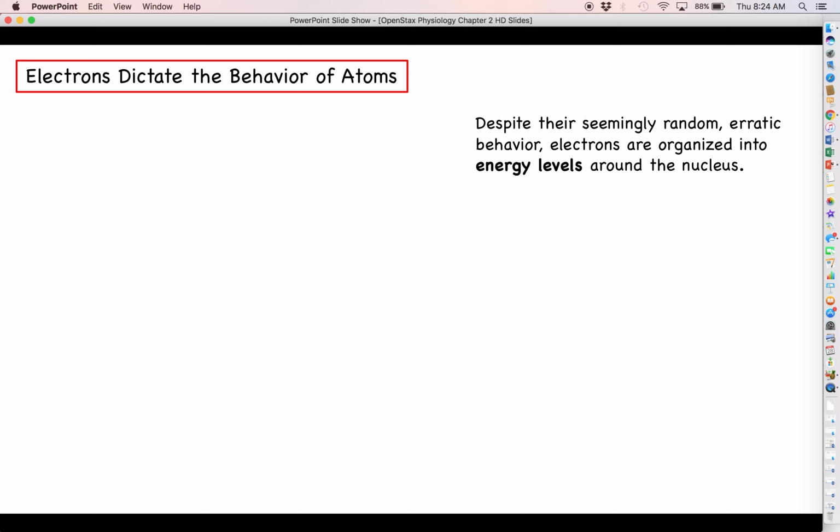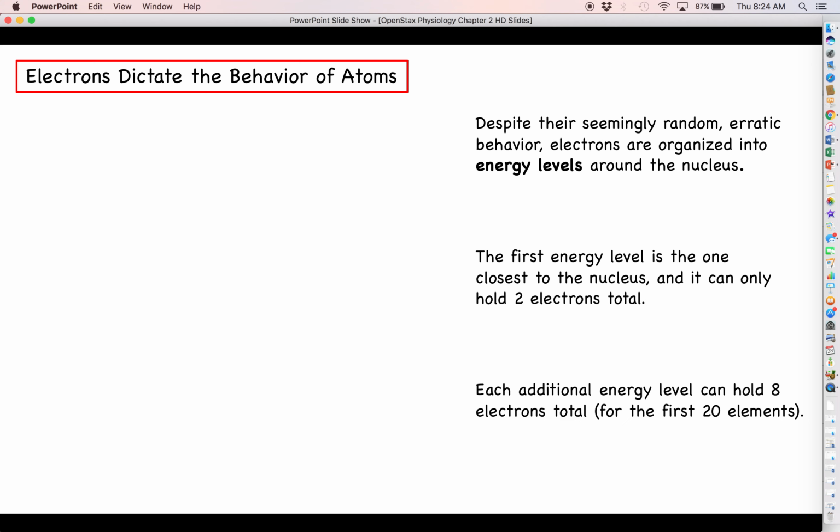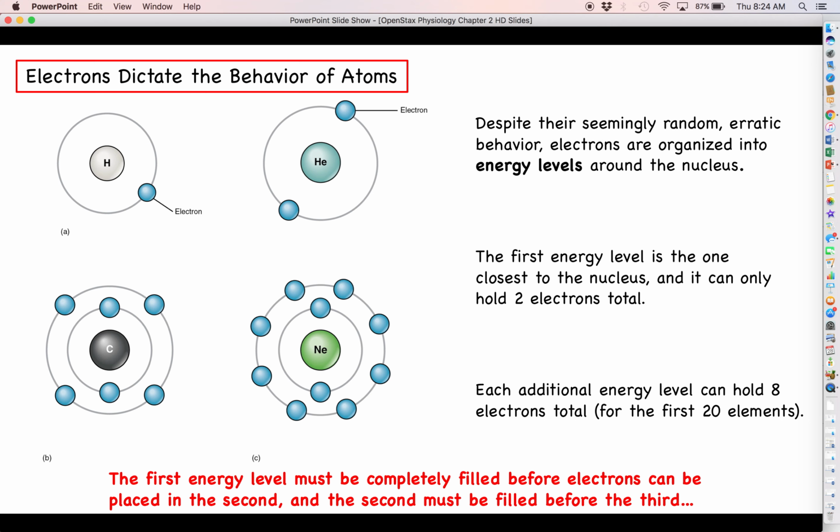Despite seeming random and erratic, because you'll have seen figures of electrons orbiting and zooming around the nucleus, electrons are actually astoundingly well organized, and they are organized into what are called energy levels. The first energy level is the one closest to the nucleus, and the rule here is that it can contain up to 2 electrons total.